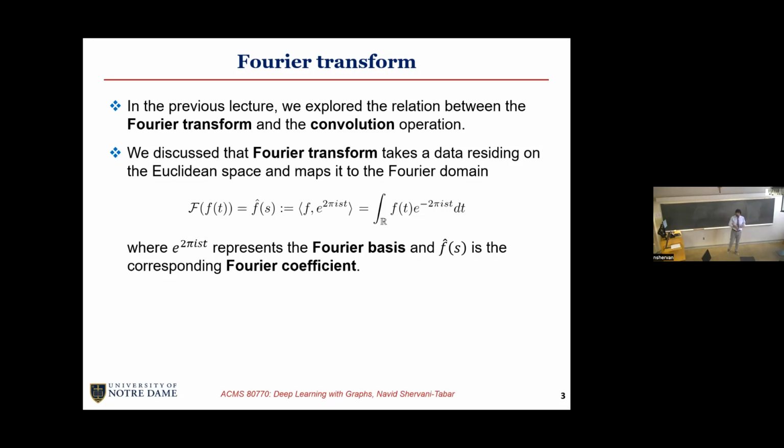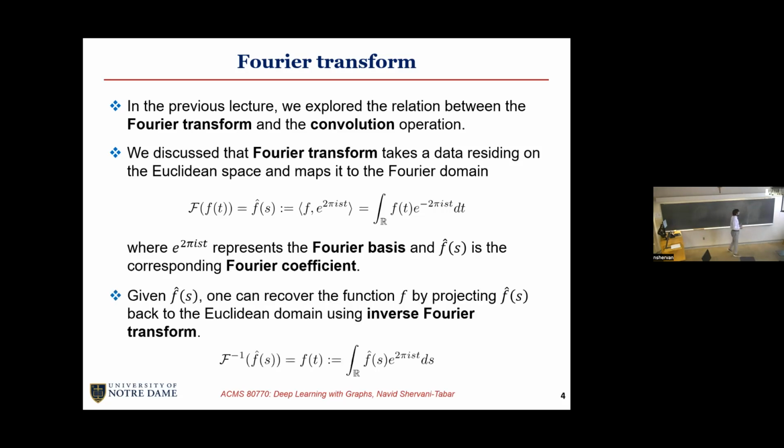Now, we can take these Fourier coefficients and use them to reconstruct the original data. This means that we want to project from the Fourier domain back into the original space. We can do that using the inverse Fourier transform. The inverse Fourier transform takes these f hat at different frequencies, and then returns the original data using this relation.